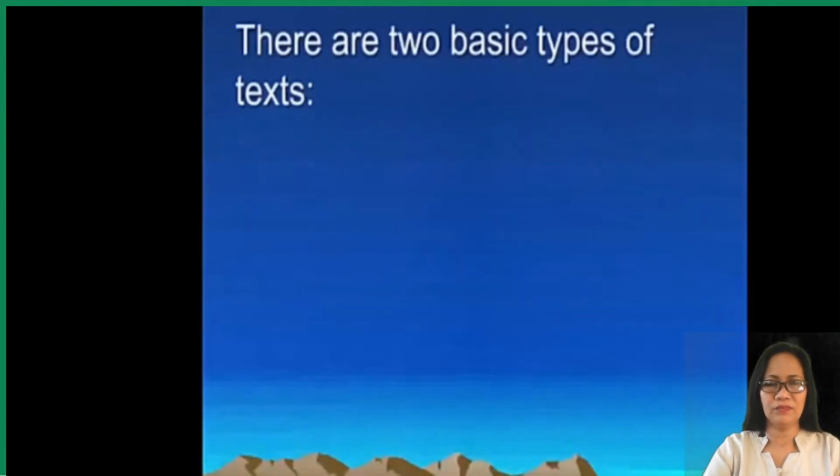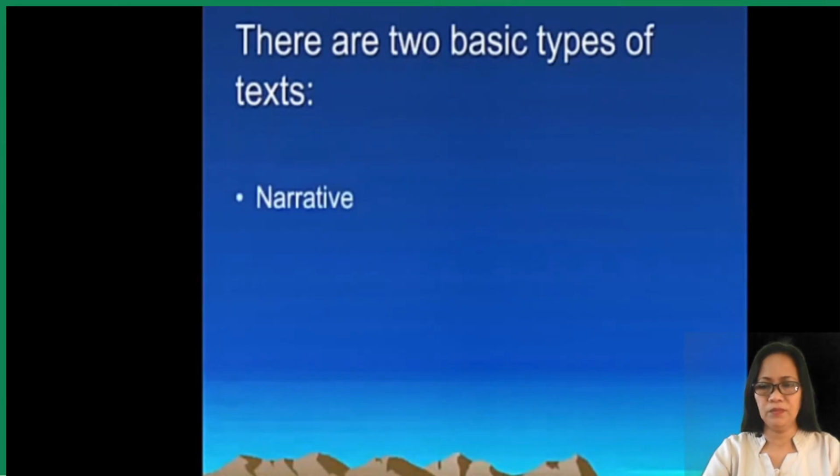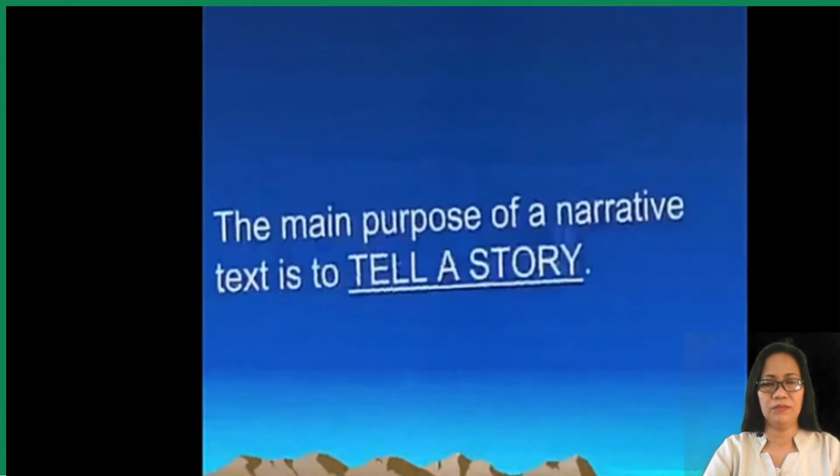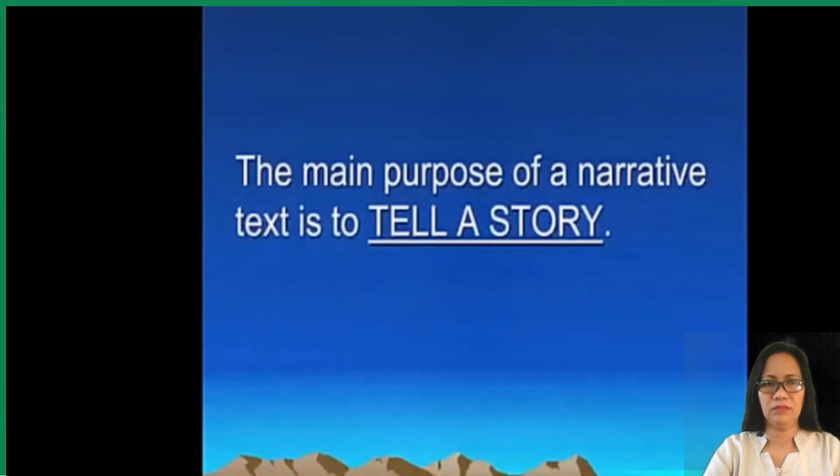First of all, there are two basic types of text. The first is narrative text, and the second, which we'll look at mostly in this video, is expository text. Now, the main purpose of a narrative text is to tell a story. You're going to be telling a story about yourself, maybe a story about something else, but it tells a story.